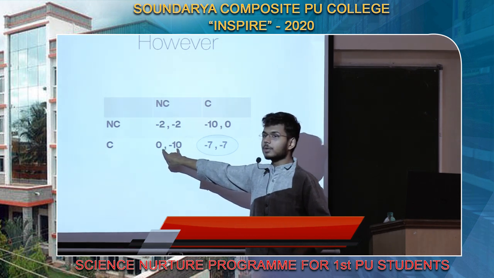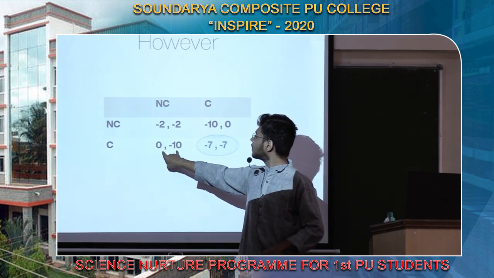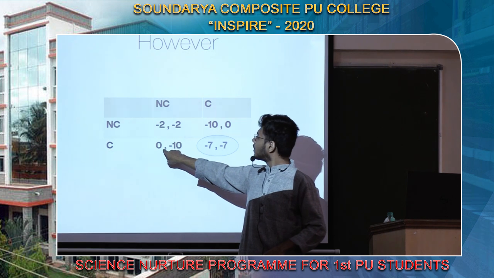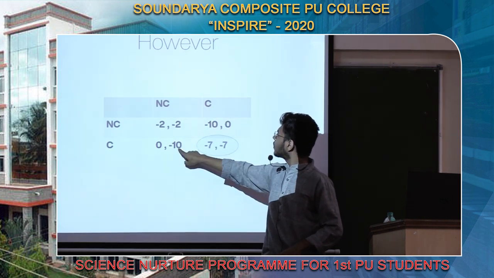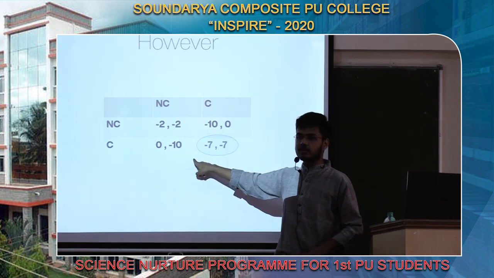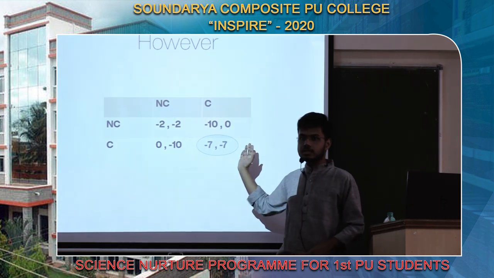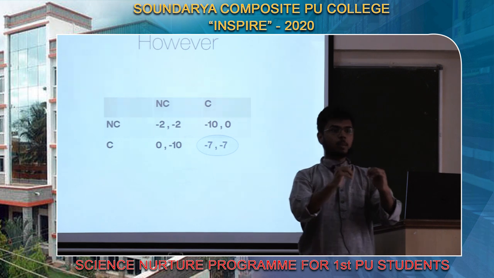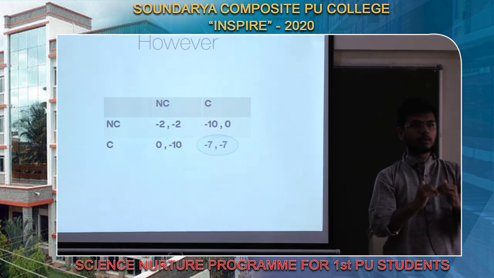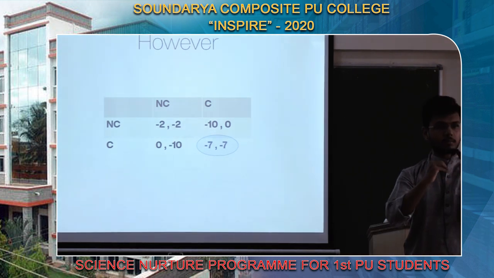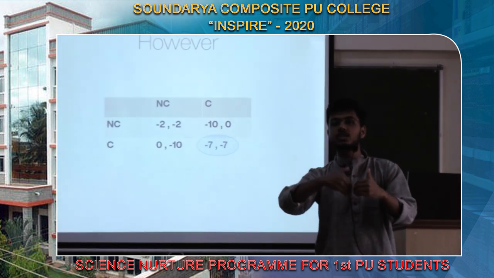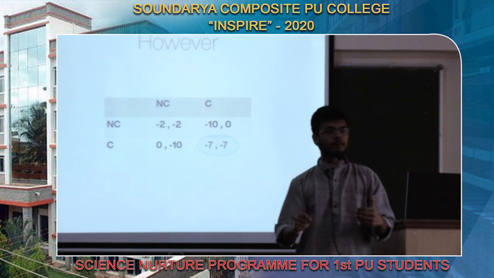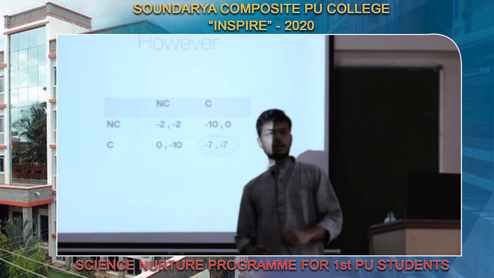This is not an equilibrium. Why is it not an equilibrium? Because the column player would rather confess and get 7 years instead. So he will shift his action. So it is not an equilibrium. A game is in equilibrium if the people who are playing the game continue to play as such. Nobody changes their move. That is an equilibrium.